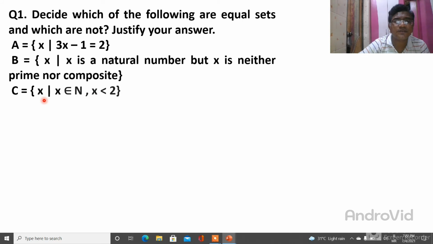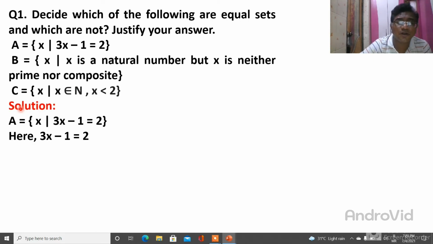C is the set of X such that X belongs to N and X is smaller than 2. So which natural number is smaller than 2? X is smaller than 2. So which is smaller than 2? 1. So here also you get C value 1. So if you observe each and every one, A is the set of X such that 3x minus 1 is equal to 2. So here is 3x minus 1, so you write x value 1. So see, 3x is equal to 3. Means how can I find out? Just see, this is the minus 1.